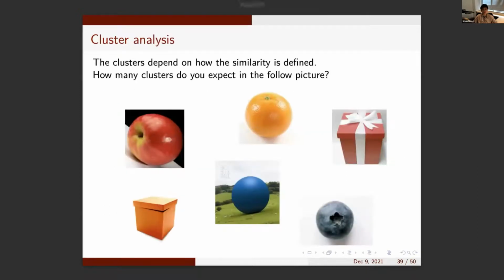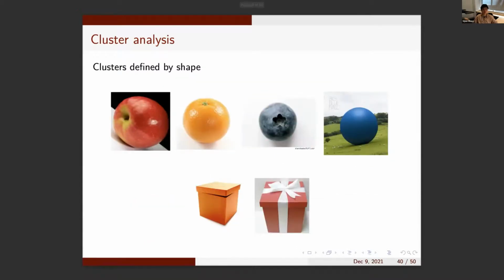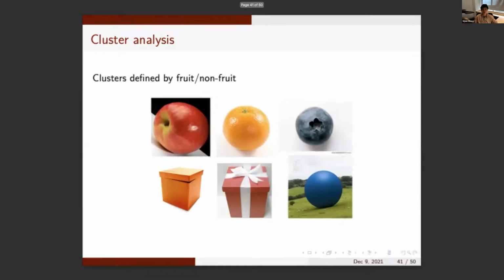So this is a hypothetical example. Suppose I have these 6 objects and I want to do a clustering. Then the question is how many clusters and what are these clusters? According to different criteria, we can have different clustering results. All of them make sense. Say if we cluster by shape, we can put the top 4 as one cluster and the bottom 2 as another cluster. But if we define by fruit or non-fruit, we have the top 3 as one cluster and the bottom 3 as another cluster. So both make sense.